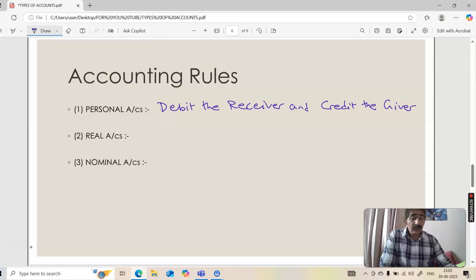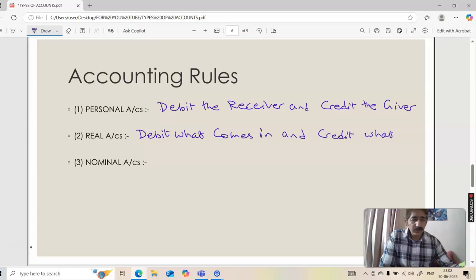Real accounts, if you remember, are the accounts related to assets. Assets are things of value owned by a business. The rule is debit what comes in and credit what goes out. Now these rules will make more sense when we start with the journal entries.